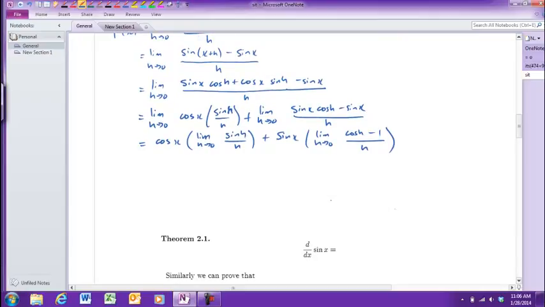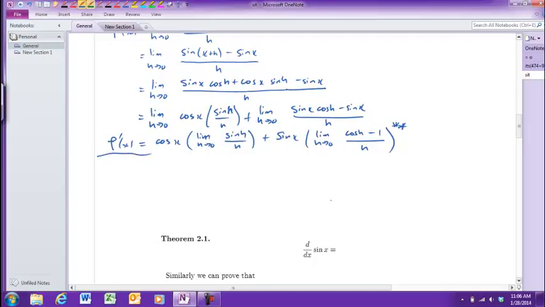So what we're going to do, and remember this is my f prime of x, I'm going to call this spot right here star star. I'm going to refer back to it. And the way I'm going to figure this out is I'm going to figure out this limit right here, and that limit right there, and that's going to tell me what my result is.